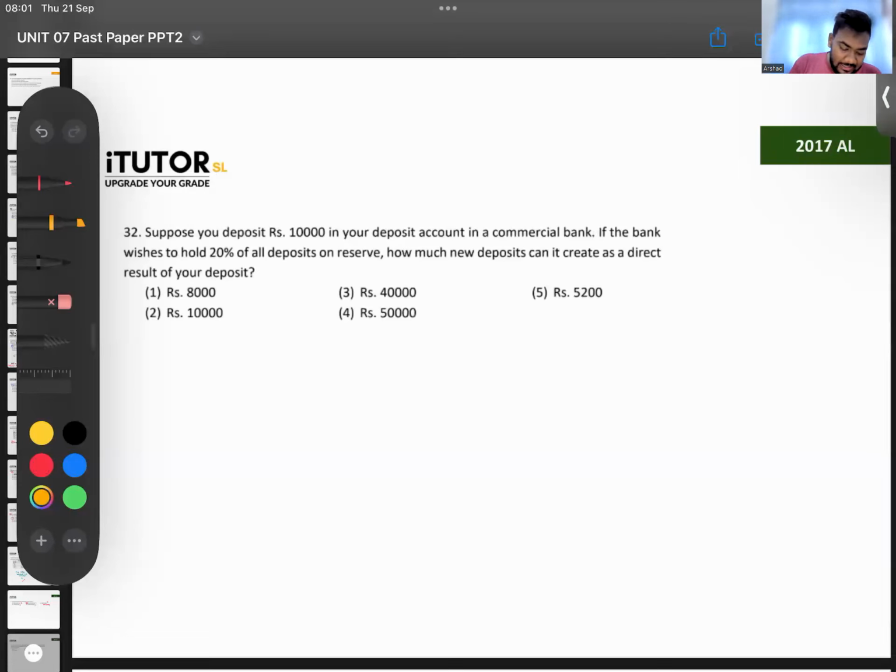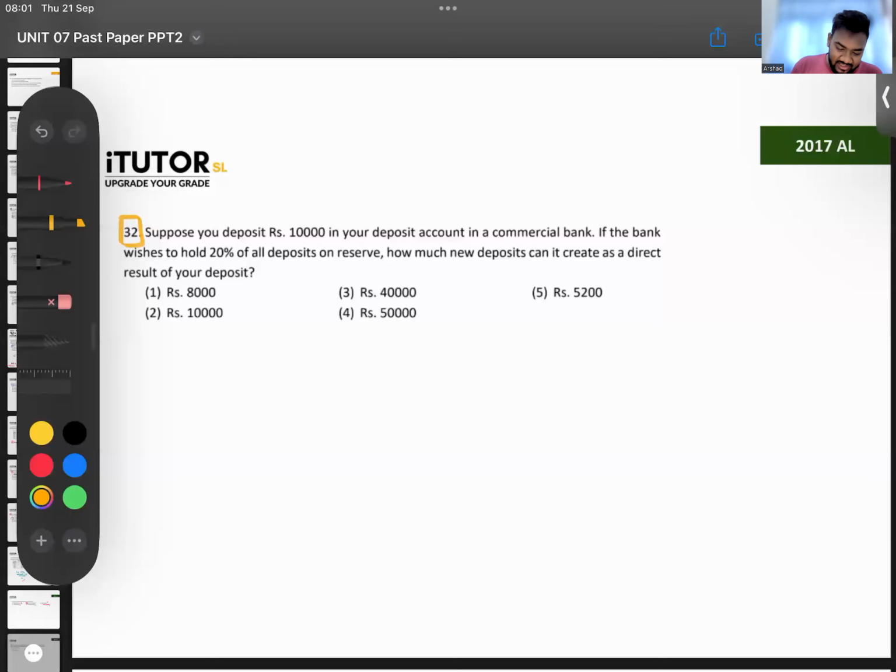Okay. 32. Suppose you deposit 10,000 in your deposit account in a commercial bank. If the bank wishes to hold 20% of all deposits as reserves, how much new deposits can it create as a direct result of your deposit? They are asking for your bank.